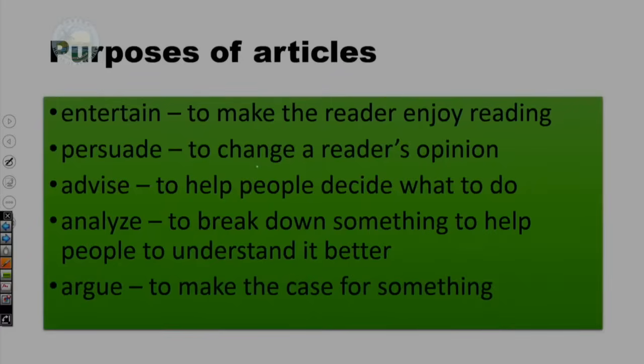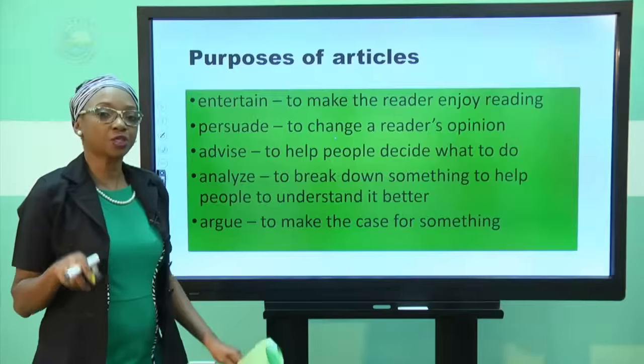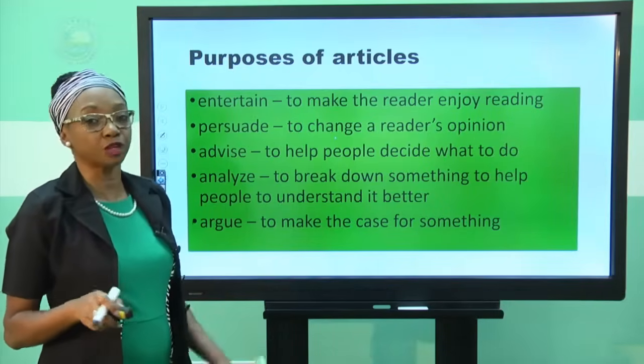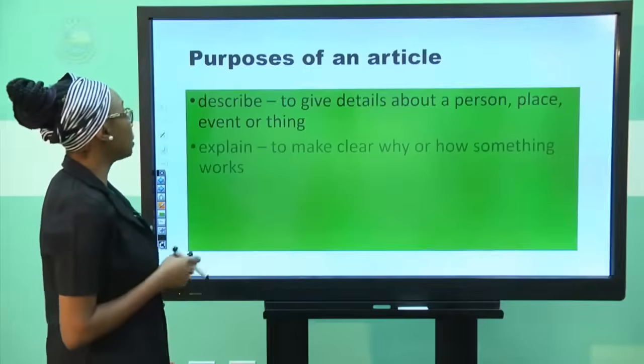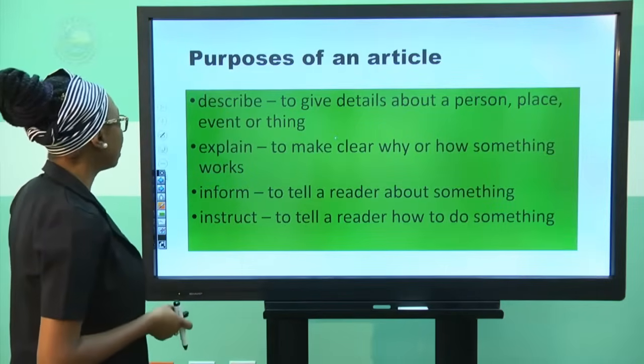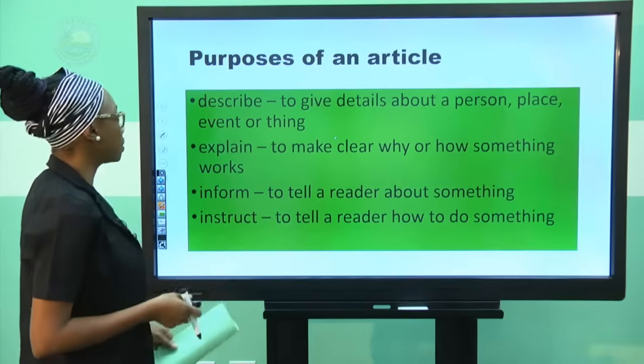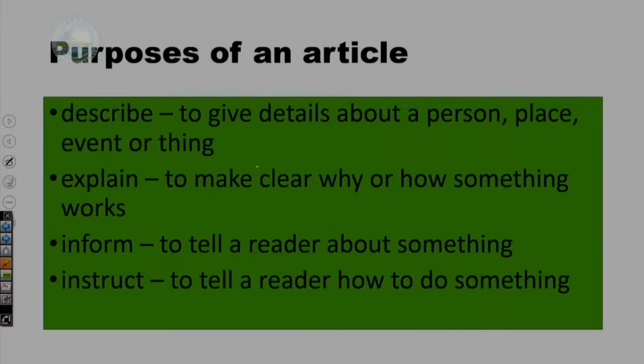We are looking specifically at expository articles. Expository articles would traditionally be written for informative purposes. So these types of articles are written to describe, to give details about a person, place, event, or thing. It's written to explain and make things clearer about why or how it works. It's written to inform, to tell a reader about something, or to instruct, to tell a reader how to do something. These are some of the main purposes of expository writing, and if we see it in an article, it's for these purposes.